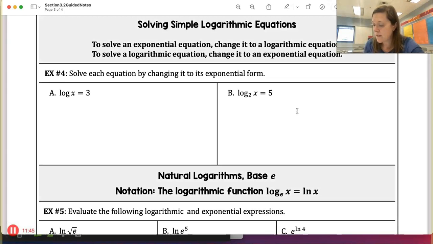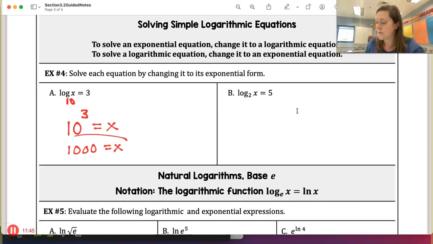So here we have log of x is equal to 3. Well, my base is a 10, so I'm going to turn this into an exponential form. So 10 to the third is equal to x. Well, that's easy to solve. That's just 1 with 3 zeros. So 1,000 is equal to x.